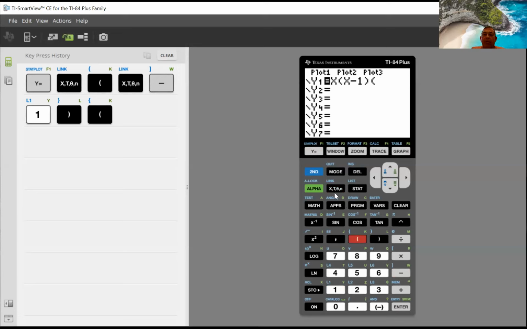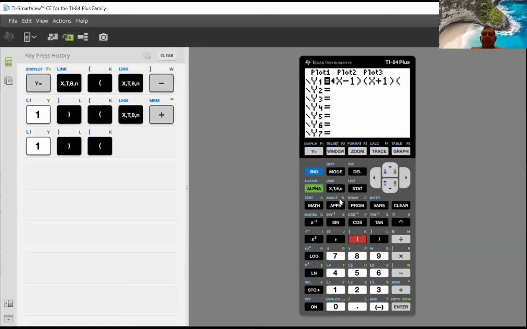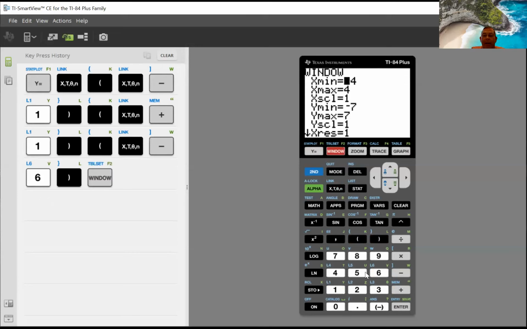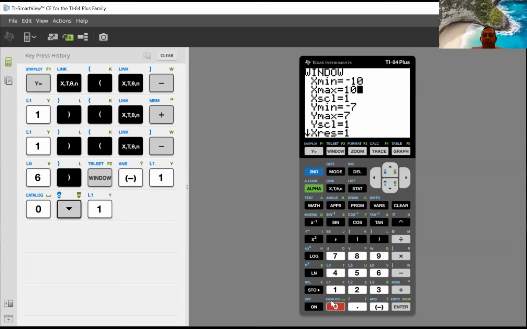And then x plus 1. And then finally, x minus 6. Now remember, I'm going to adjust my window. So hit the window button, make the x's go from -10 to +10. And they're going by ones.